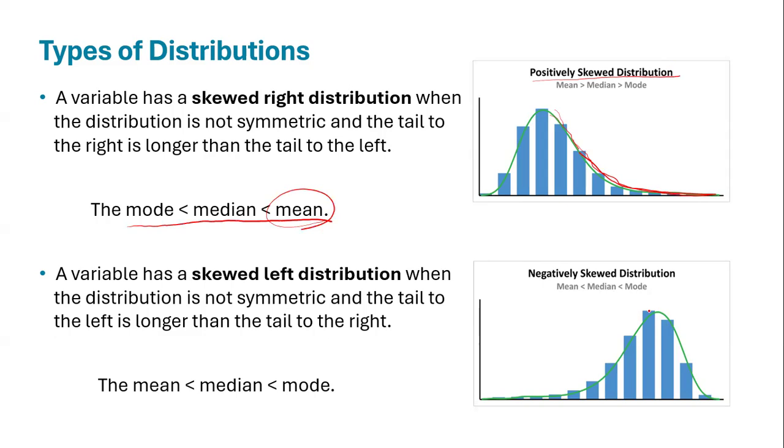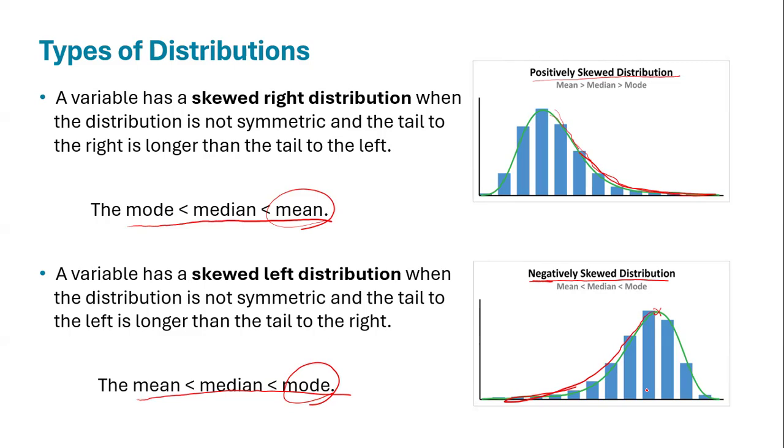But if you see the tail on the left is longer than the tail on the right, we have a skewed left distribution, or we say that the distribution is negatively skewed. And in this case, usually the mean is less than the median, and the median is less than the mode. So we have the greatest number for the mode in this case. Okay? Because the mode is the highest bar over there in the center.